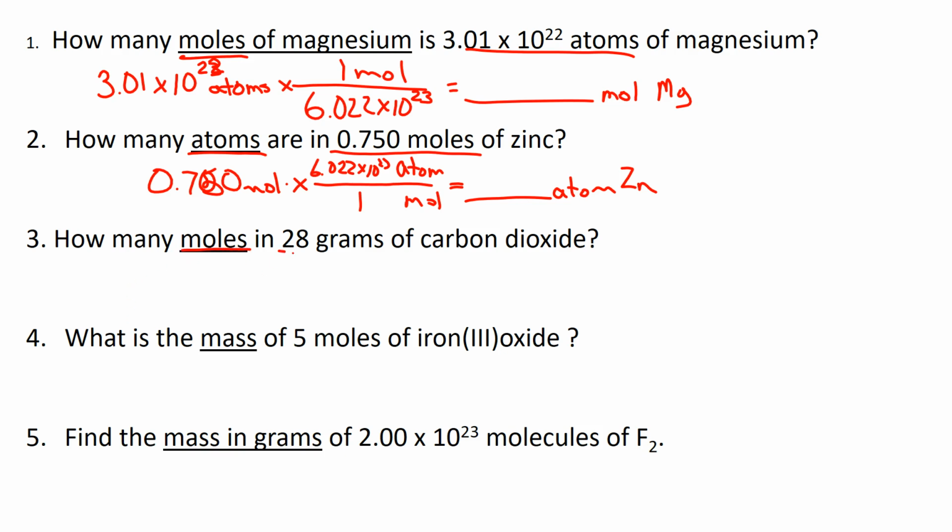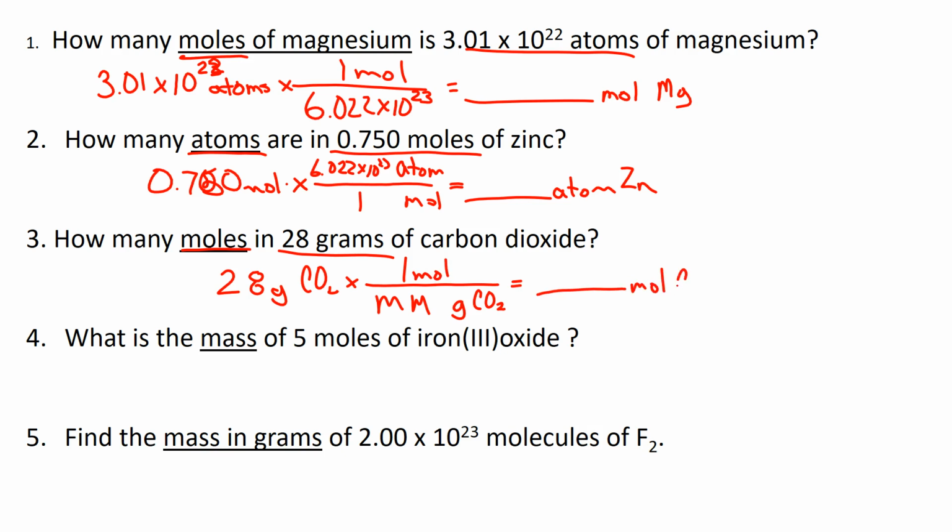This one, how many moles in grams? So on this one, I'm needing molar mass. So I'm starting out with 28 grams of carbon dioxide. I want to get rid of grams of carbon dioxide. So I need the molar mass right there, whatever the molar mass of carbon dioxide came out to. So 1 carbon, 2 oxygens, 12 plus 32. And so that's going to give me moles of CO2. All right.